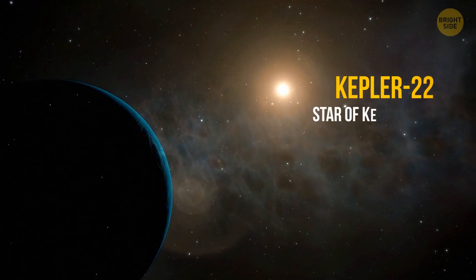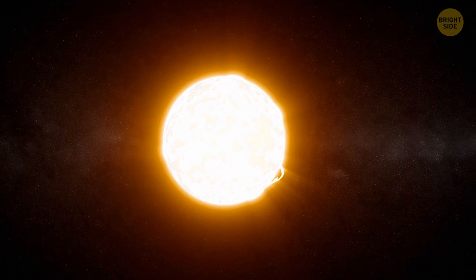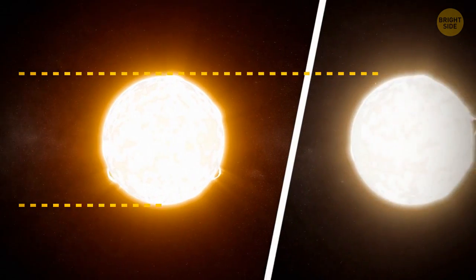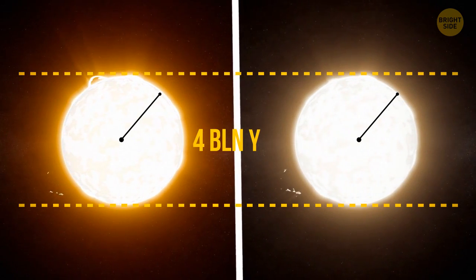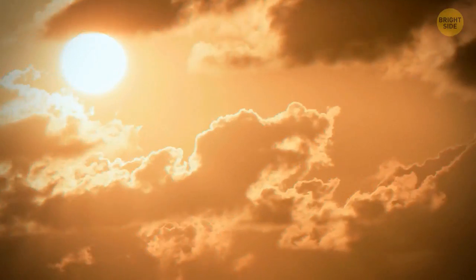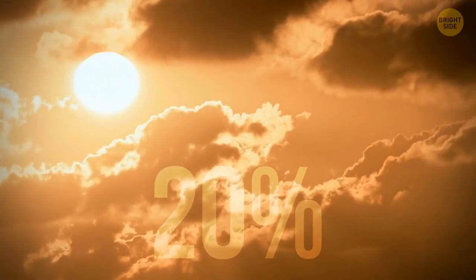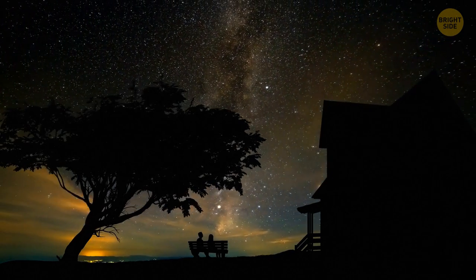Kepler-22, the star of Kepler-22b, is a yellow dwarf. It's very, very similar to our sun. The same size, the same radius, even the age is almost the same, 4 billion years. The difference is only in luminosity. It's about 20% dimmer than the sun. So, no matter how much you strain your eyes, you won't see this star in the night sky.